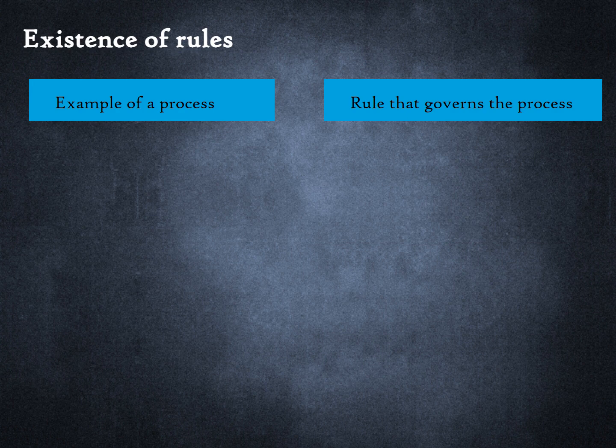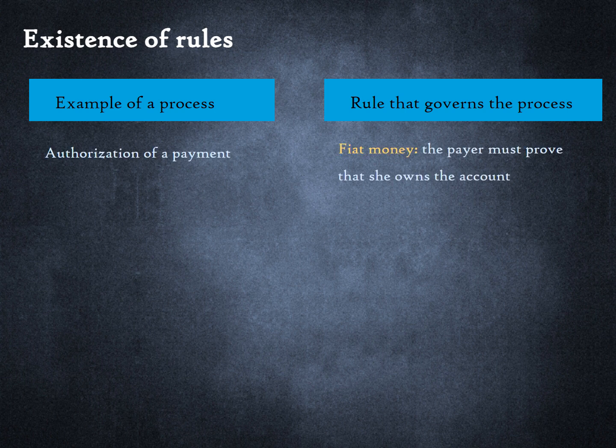Let us consider the first question. Do rules exist to govern the execution of a process? We can take a couple of examples. Take the process of authorizing a payment. The rule in fiat money is that the payer must prove that she owns the account. A similar rule exists in crypto money.